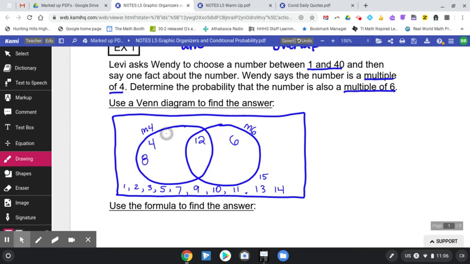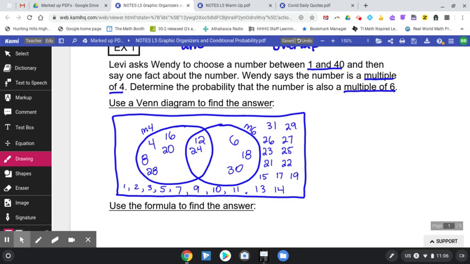16 is a multiple of 4. 17 is neither. 18 is a multiple of 6. 19 is neither. 20 is a multiple of 4. 21 is neither. 22 is neither. 23 is neither. 24 is both. 25 is neither. 26 is neither. 27 is neither. 28 is a multiple of 4. 29 is neither. 30 is a multiple of 6. 31 is neither.